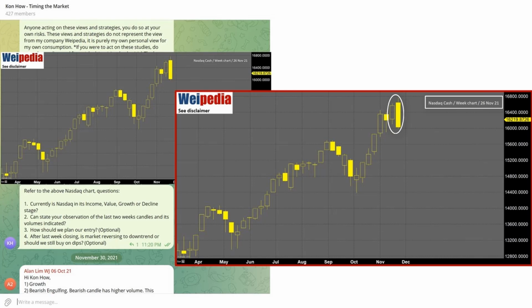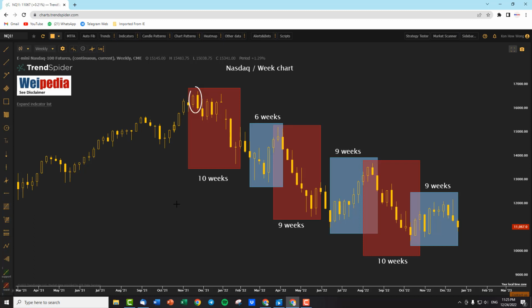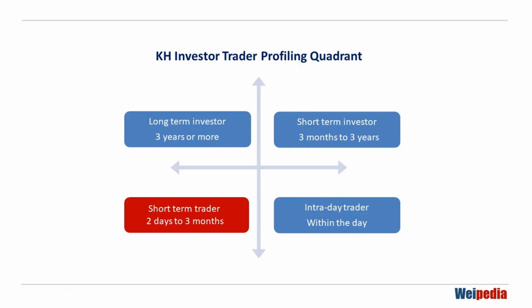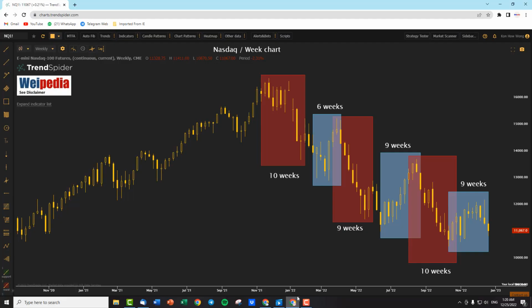I'm sharing this in a forum called Timing the Market, and today I'm still actively participating with the rest of my members. On this day itself, the 26th of November, we discussed that we saw this bearish engulfing body, and that literally turned me from a long-term investor to, since then until today and into 2023, maintaining being a short-term trader for the US market. That's what we discussed. And we could see here that the market has come down. Now, let me just bring you through.